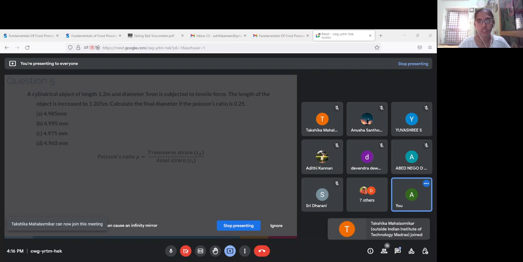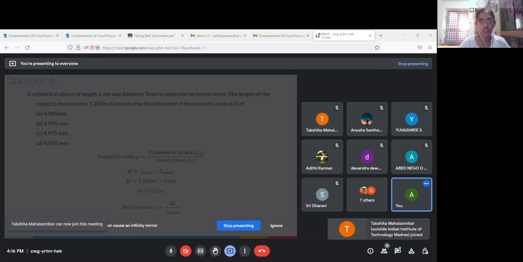Okay. So Poisson's ratio is transverse strain by axial strain. How do you calculate axial strain? It is delta L by L. Delta L you calculate by L final minus L initial. So delta L in this case will be 1.205 meter, that is your final, minus 1.2 meter. So your delta L, that is the amount it has elongated, is 0.005 meters.